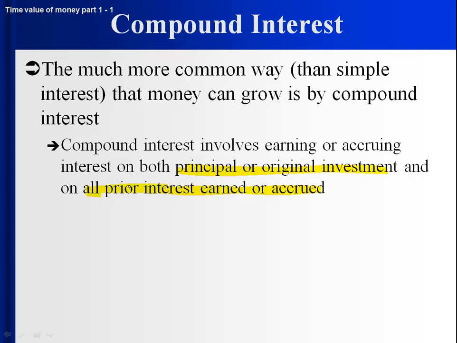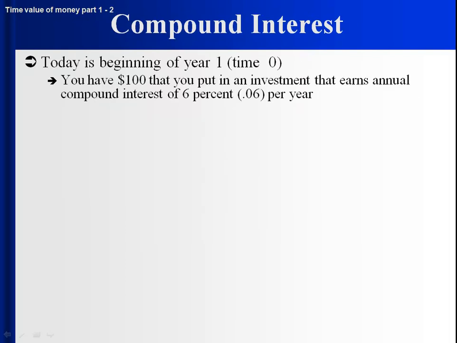So what happens is in the first period, you have some money in there and you earn some interest or some returns on that. So now at the end of the first period, beginning of the second period, you've got more money. Well, when you earn your interest or your returns in the second period, it doesn't just earn it on the original amount, but on that accrued interest as well. So let's take a look at an example that highlights that.